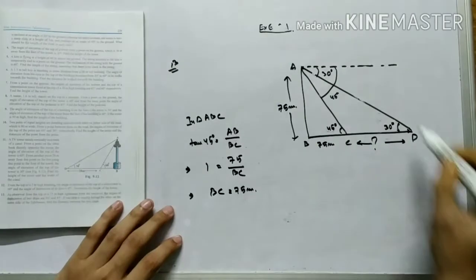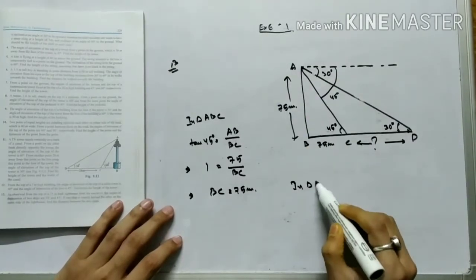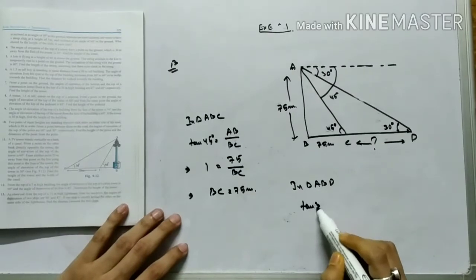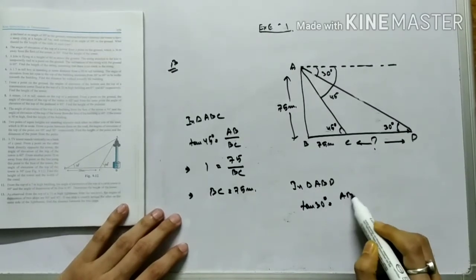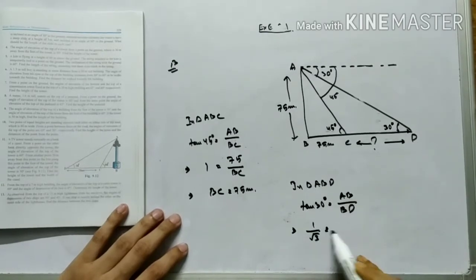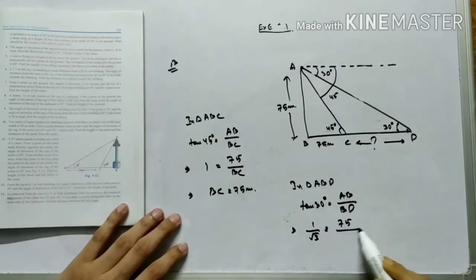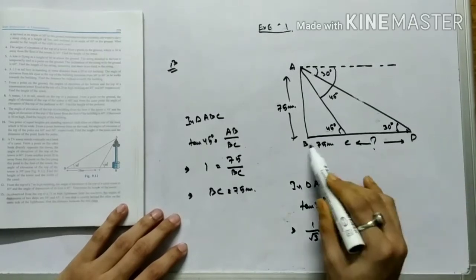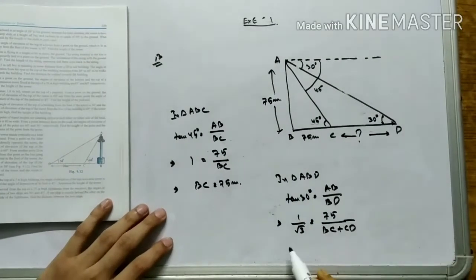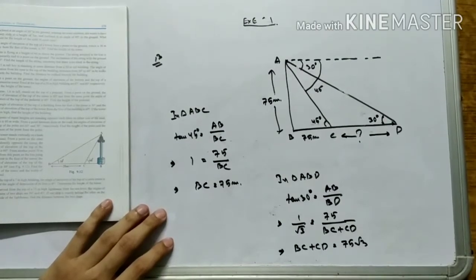Now I will take this whole triangle. In triangle ABD, tan 30 degree will be equal to AB by BD. So tan 30 means 1 by root 3 is equal to AB which is 75 and BD I can write BC plus CD. So from here I will get BC plus CD is equal to 75 root 3.